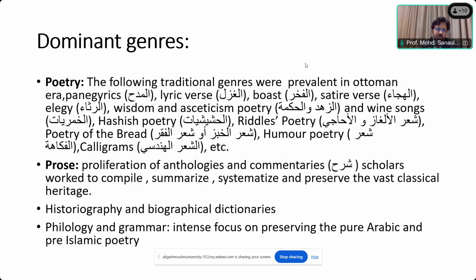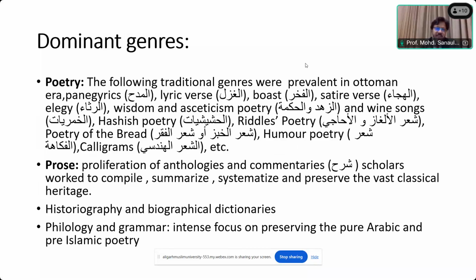In the domain of prose, we have the anthologies and the commentaries, Ash-Shuruh wal Hawashi wal Ma'ajim, where we find that the scholars worked to summarize, systematize, and preserve the vast classical heritage. Historiography and biographical literature were a hallmark of the period, alongside the books written related to philology.